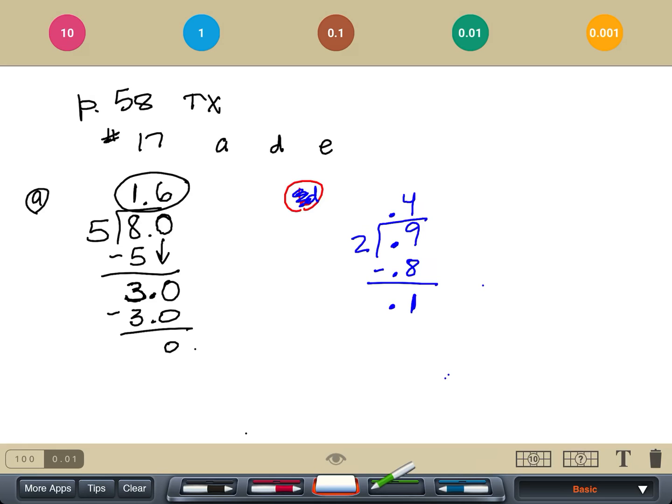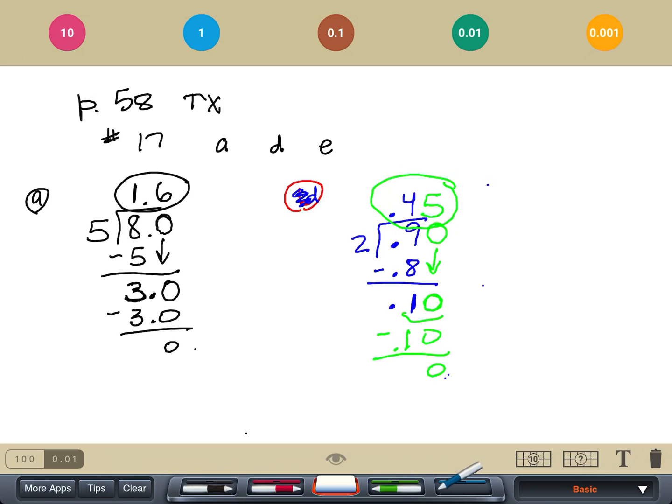1/10 cannot be divided into 2 groups. So you're going to have to add a 0, and instead of calling this 1/10, you are now calling him 10/100. 10/100 divided into 2 groups, that would let you put 5/100 in each group because 5/100 times 2 is 10/100. You've used 10/100 and you have nothing left. 45/100 is the answer for D. Give yourself a star if you got it right.